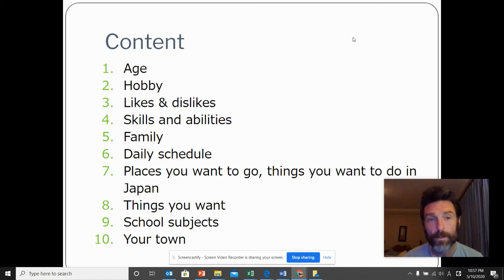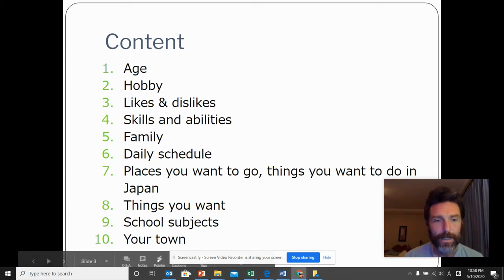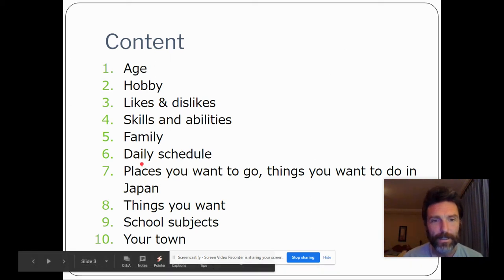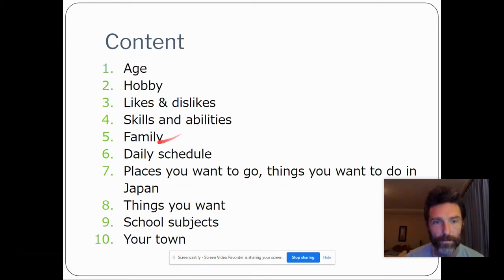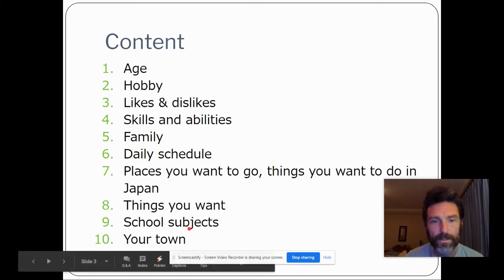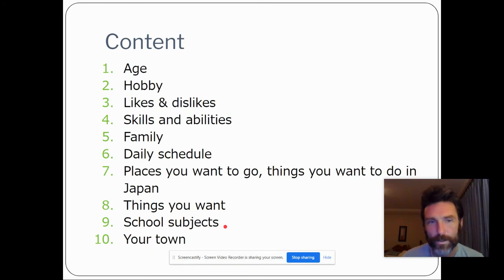Now, it's possible some of these are a lot easier than others to talk about. And if you put together a bunch of easy ones, you could probably do it in about 40 seconds. So the goal is that you try to include more details and talk more about things like places you want to go, or skills and abilities, or family, different things that you can talk about in more than one sentence.